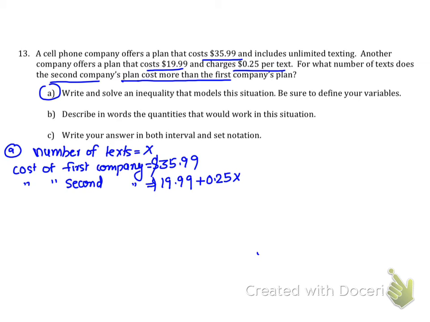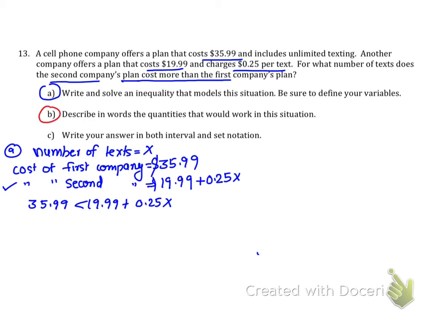But we have to find out how many text messages the second company has to do, so that's more pricey, means this plan should be pricier. So the first one is going to be lesser. So if I have to write the inequality, 35.99 has to be less than 19.99 plus 0.25x. That's the inequality we were supposed to say. Okay, now in this case, that's the first part, we're supposed to give the answer.